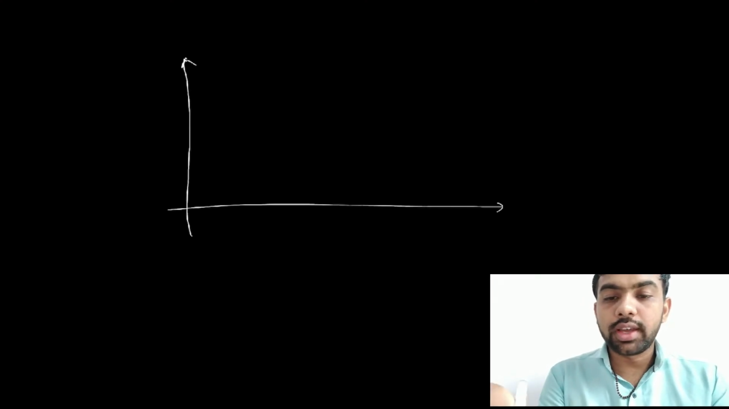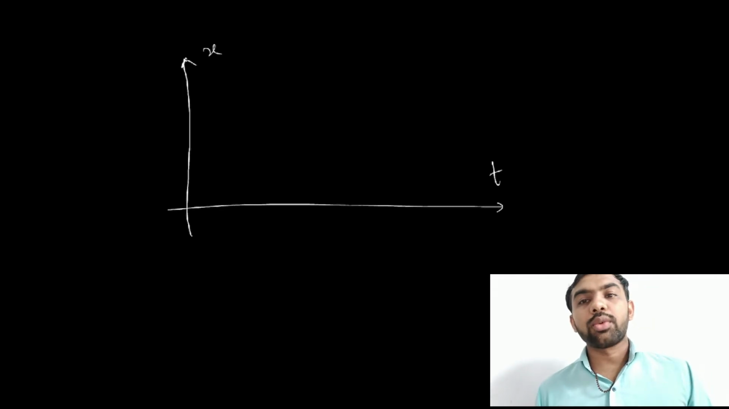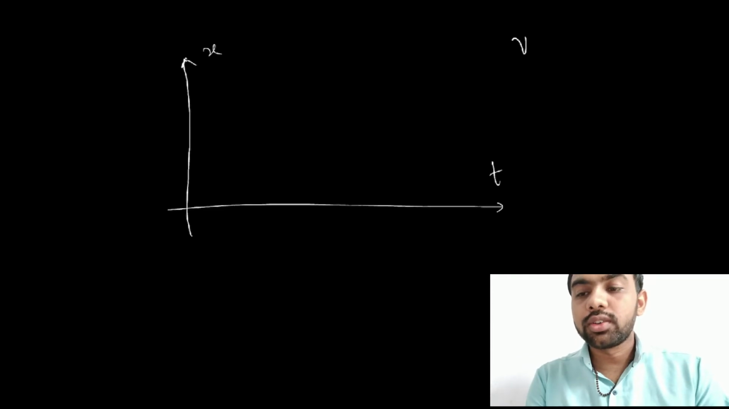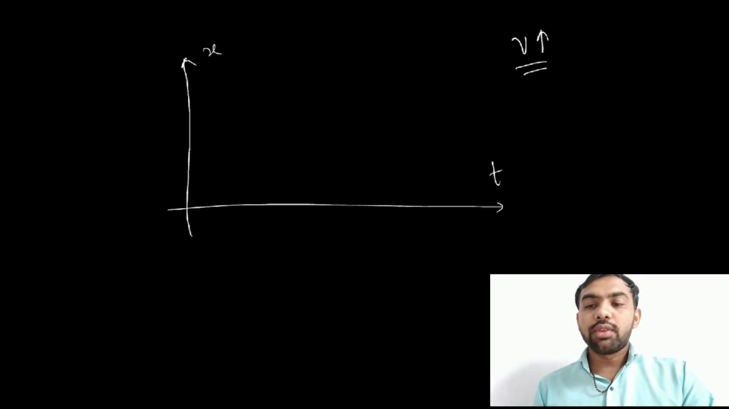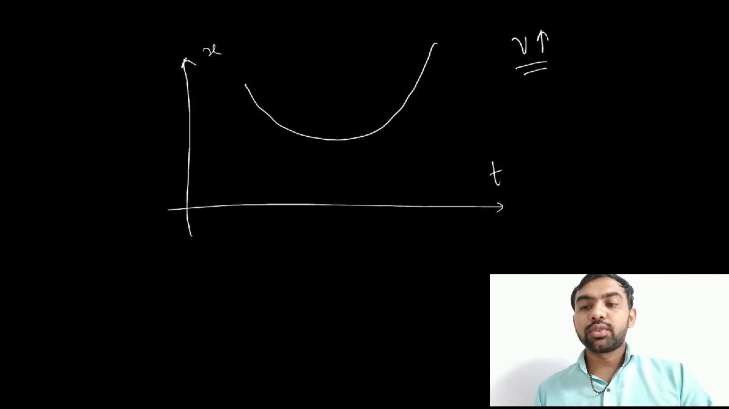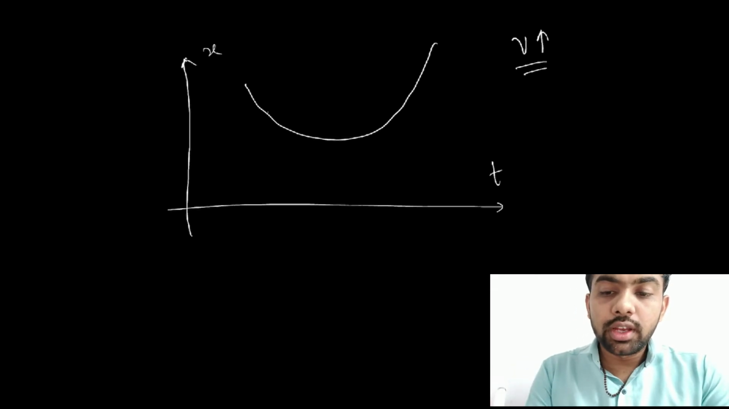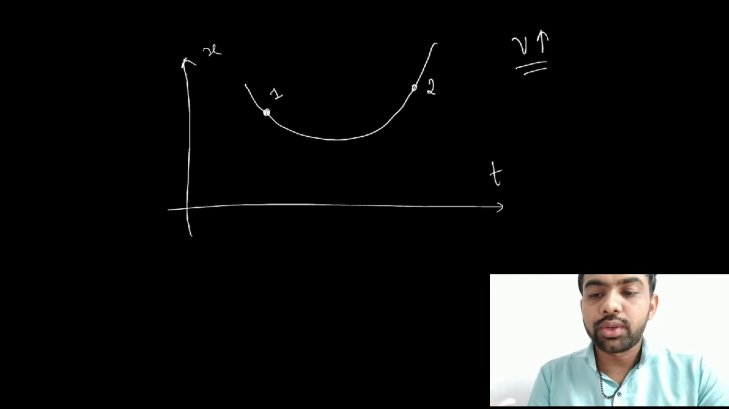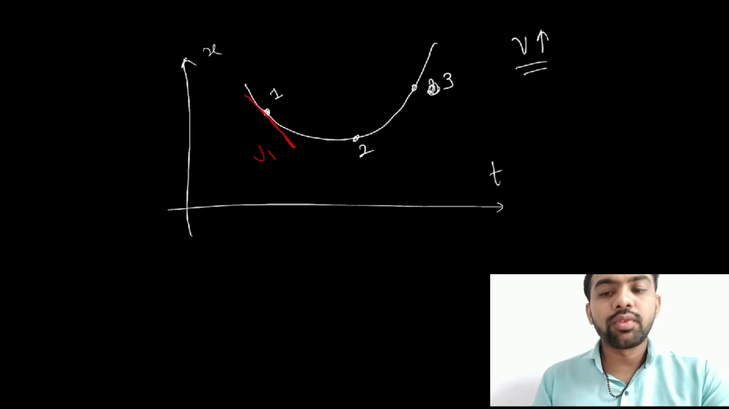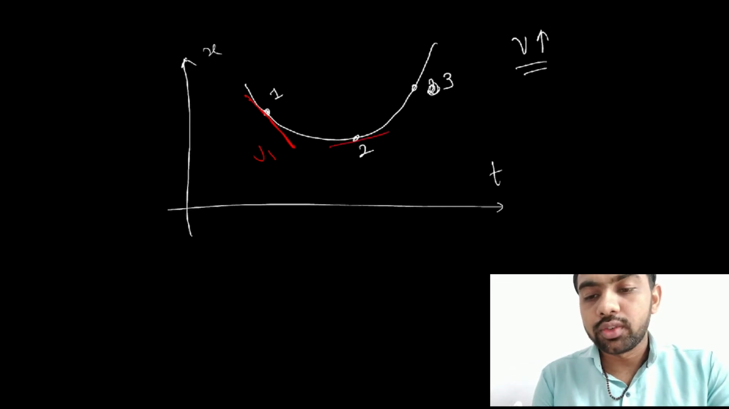Suppose you have to draw the x versus t graph. Which graph do you have to draw? x versus t, and v is increasing. If you draw any graph like this, x versus t, then consider this point 1, this point 2 and point 3. So what is the velocity at point 1? Let's draw this one. Velocity at point 1 is v1, velocity at point 2 is v2, velocity at point 3 is v3.